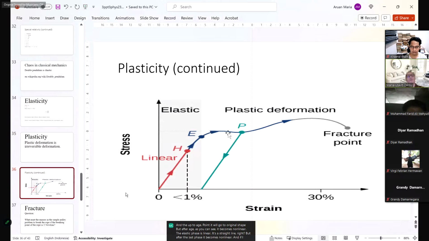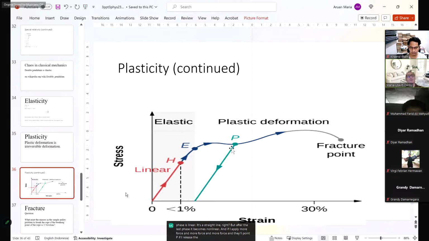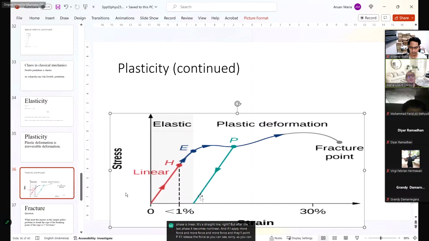And if I apply more force and more force until point P, if I release the force, as you can see, it will not regain the shape. There will be some change in the shape of the body. And if I put more and more load, eventually it will collapse, it will fail. The fracture will occur. So for example, if I squeeze my pencil, eventually my pencil will collapse. There will be fracture, and I will have a broken pencil, okay?